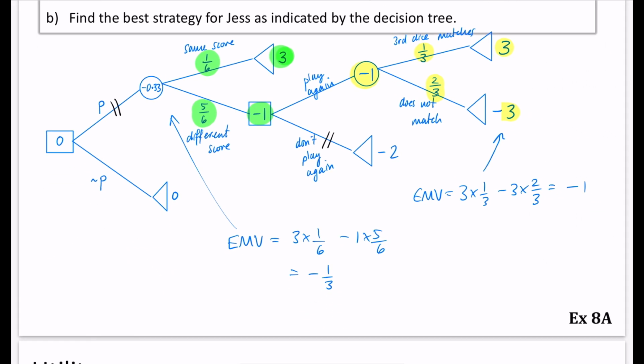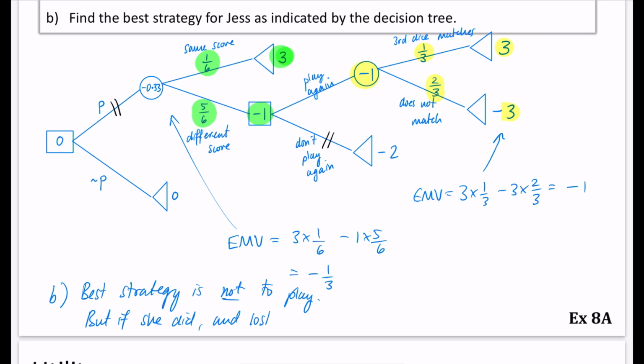So when it says find the best strategy for Jess as indicated by the decision tree, I'm going to want to answer that whole thing. The best strategy is not to play. But if she did and lost at first, she should play again. She should play again. And I've indicated that on the diagram with this bit being crossed out. So if she does play, she should actually play again here.